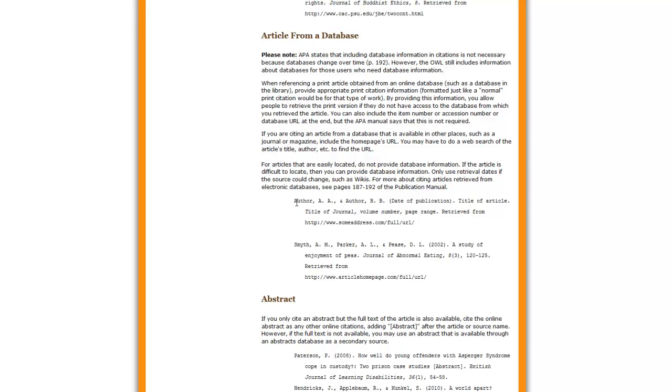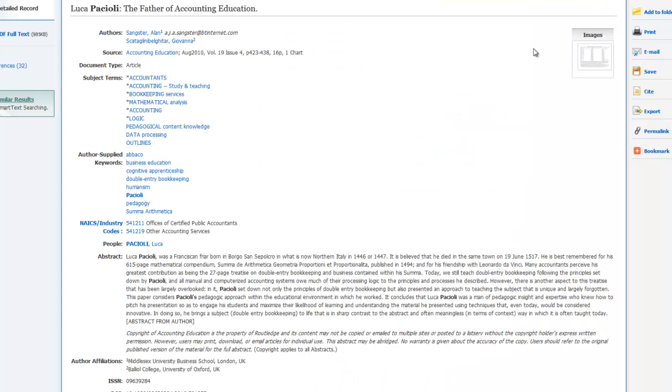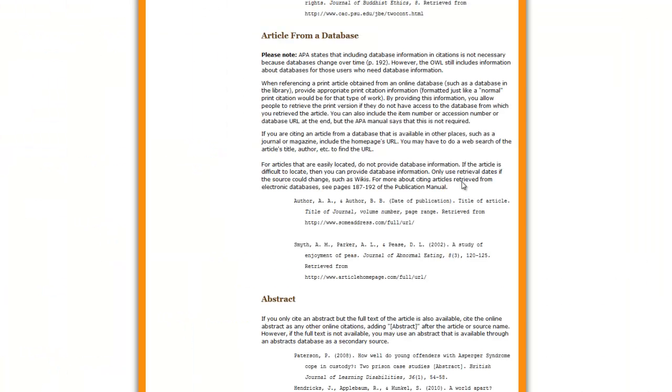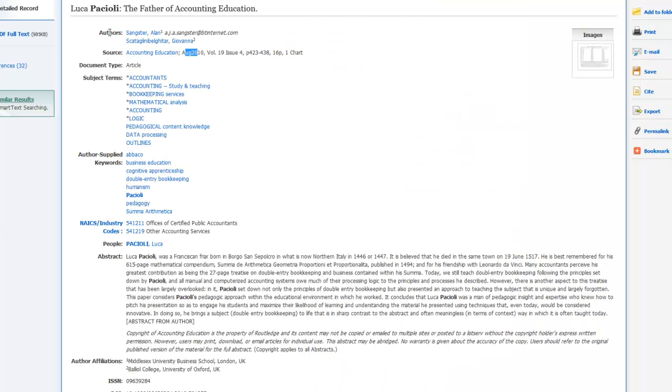So first of all, they're telling us they want our author information and then the date of publication. So back over to my source, I have two authors. Do it in the same order they give you here. This was August 2010, followed by the title of the article and then the title of the journal. The title of the article is Luca Pacioli, the father of accounting education. The title of the journal is Accounting Education.